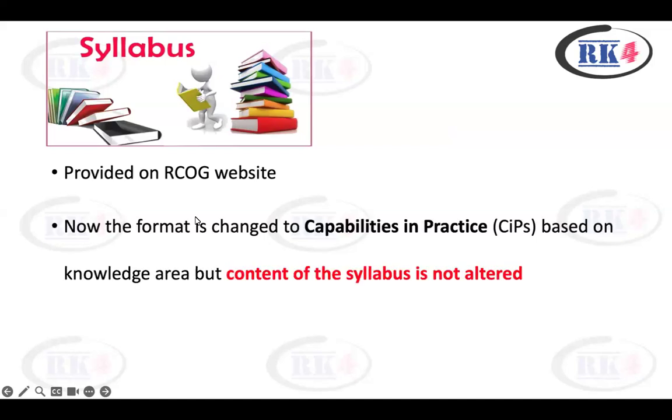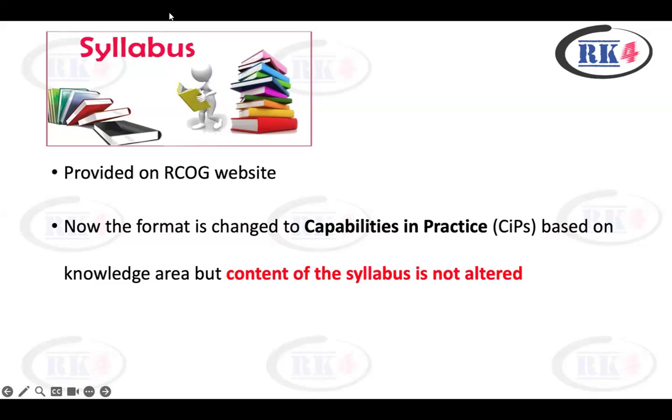Regarding the syllabus, before you start preparing, you must know what is required from you. It's all provided on the RCOG website. You may have noticed that they have changed the curriculum on the website. Previously, it was updated in 2019. Now in August 2024 also, they have updated the curriculum.